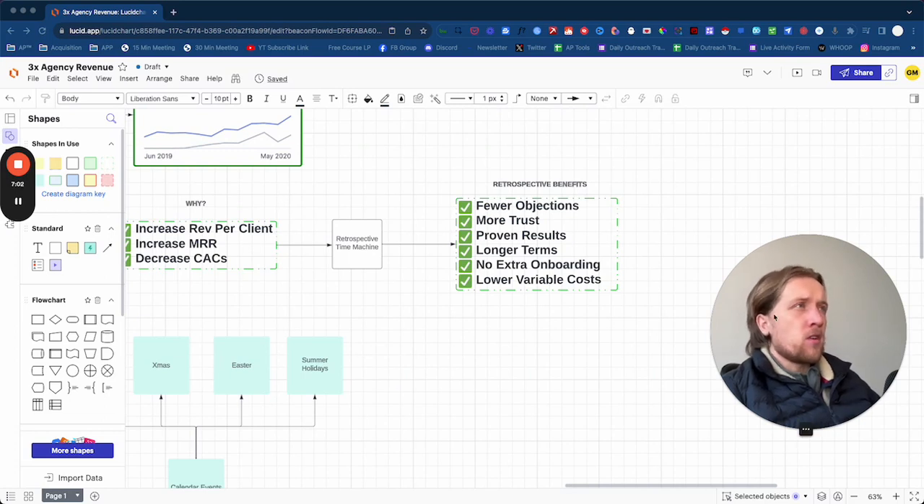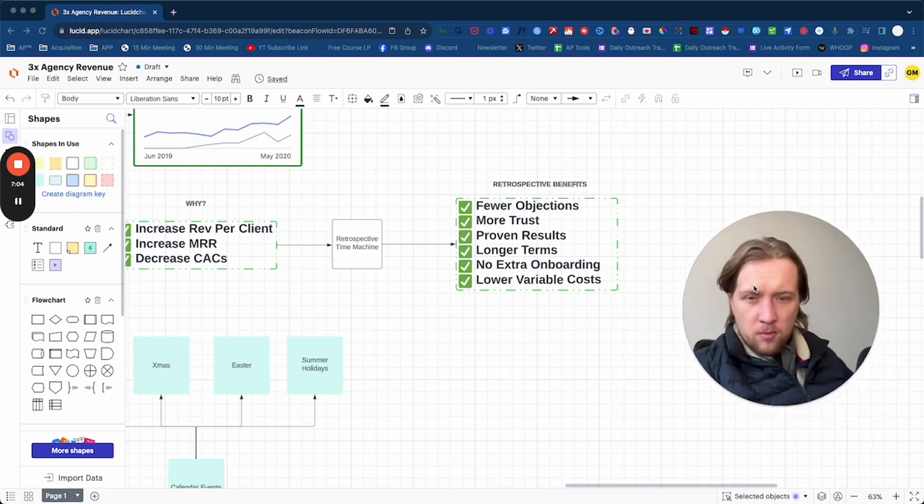What we want to do within the agency, in order to preserve our margins and the profit we're able to draw out of the business, is keep those variable and unexpected costs low.